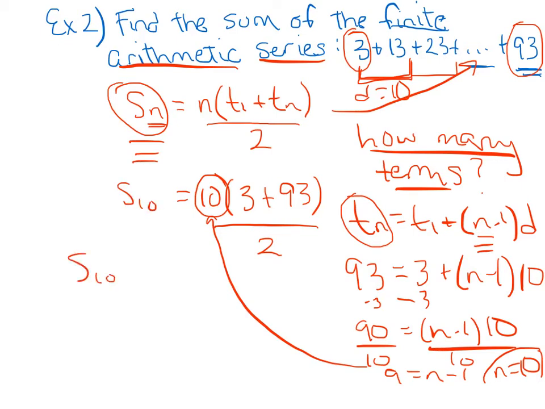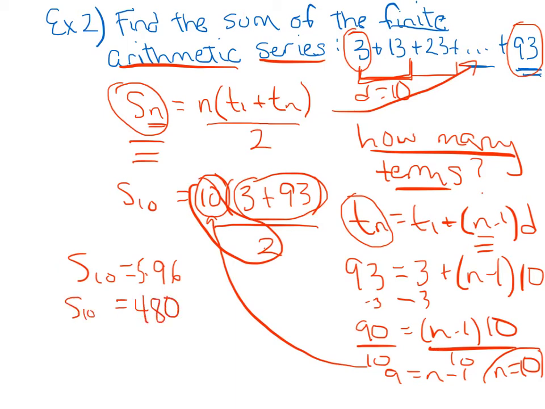So if I do that out, 93 plus 3 is 96. And I'm going to end up doing 10 divided by 2 here. So I'm really doing 5 times 96. And 5 times 96 is 480. So now I know the sum of the first 10 terms is 480.